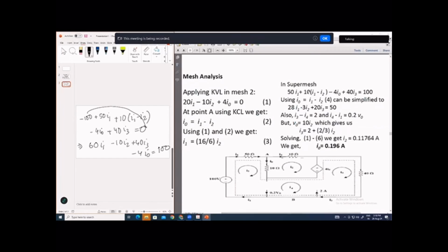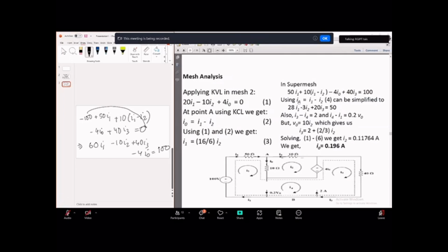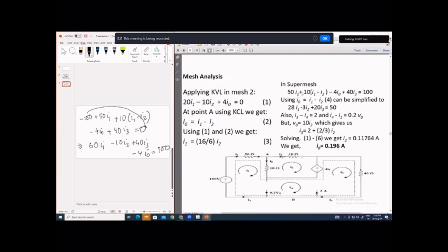50 I1 plus 10 I2 minus 4 I0 plus 40 I3 will be equal to 100. This is the equation in the super mesh. We have two equations, one for mesh 2 and another for the super mesh.